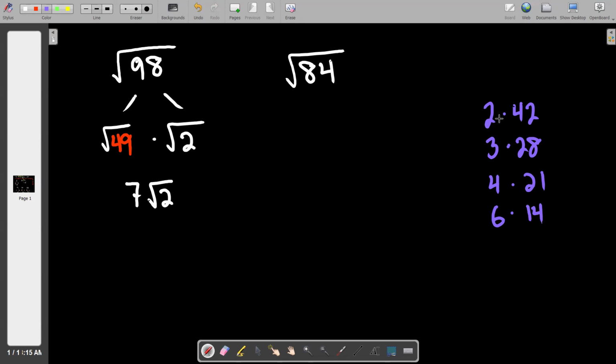What do we think of 2 and 42? No good. Why? No one on the red list. Trash. Cross it out. Boom. 3 and 28. That's got to be good, huh? Nope, not on the red list. 4 and 21. 4 is a winner. But I don't want to stop there because there could be a better one. What about 6 and 14? You like 6? Nope. You like 14? No, it's trash. So 4 and 21 is our guy.